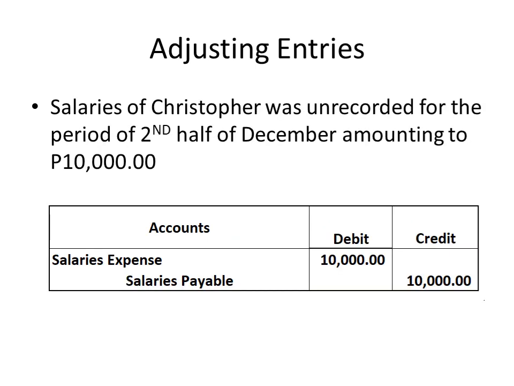Okay. So, salaries of Christopher was unrecorded for the second half of December, amounting to 10,000. So we debit salaries expense 10,000 and then we have a liability to Christopher. So we record salaries payable 10,000.